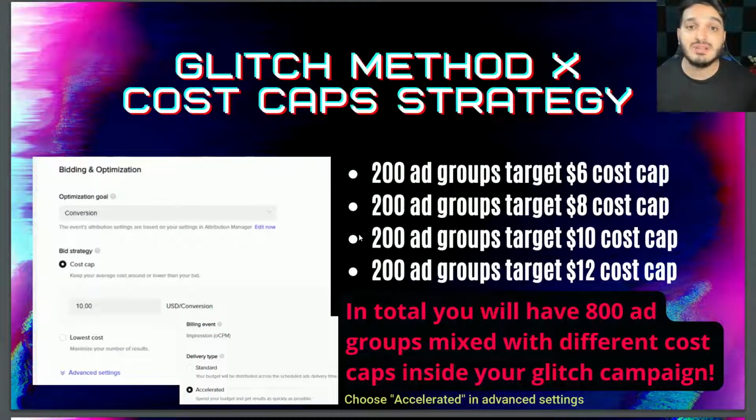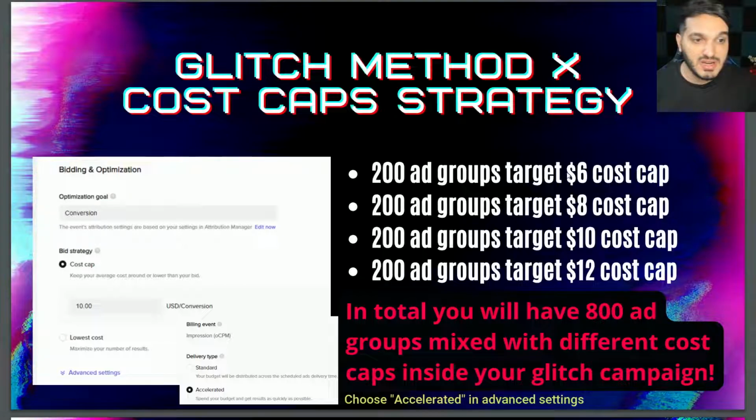Now the next thing I want to talk about is the glitch method cost cap strategy. Now this is a fairly new setup that I've been doing lately with some of my one product stores, and I taught this to some of my VIP members in the direct messages because I wanted them to test this with me and it was working for them as well, so I decided to share this in this course for you guys. It's basically the same setup as the standard 800 method, but the only difference is I'm going to be messing around with the cost caps.